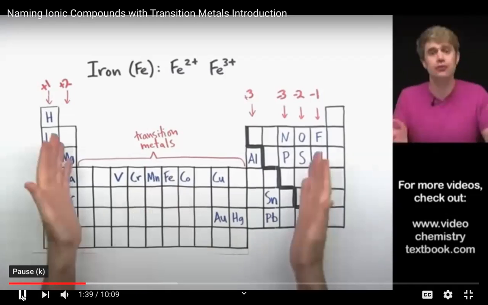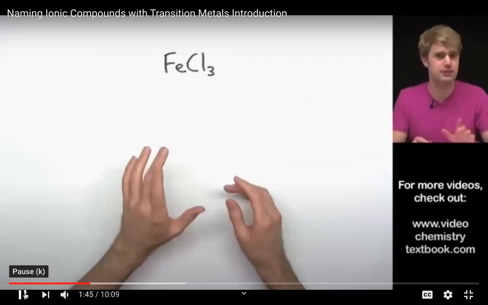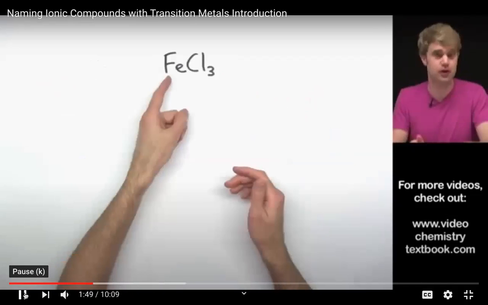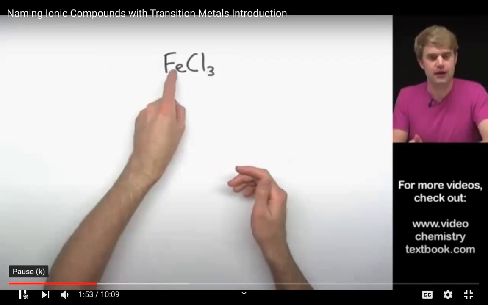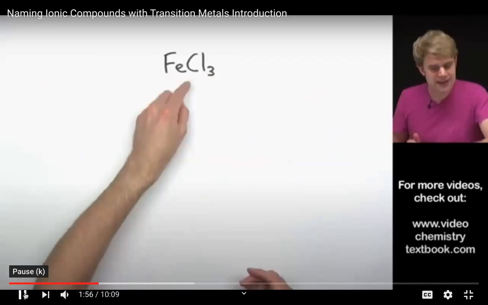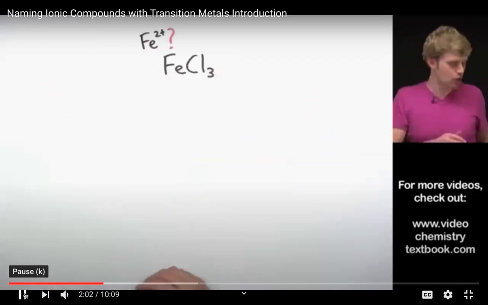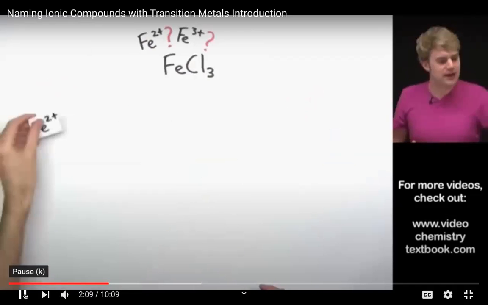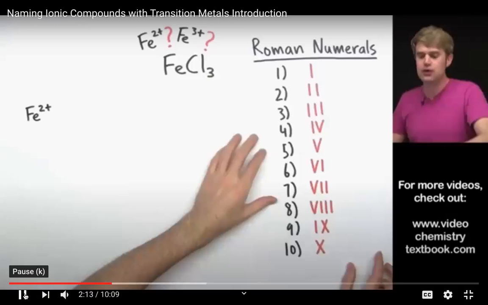So these different charges on transition metals really come into play when we want to name a compound that contains a transition metal. So here we have FeCl3. And for the Fe, the iron, we can't tell right away, just by looking at this, whether the Fe is Fe2+ or whether it's Fe3+, right? We have these two different types of ions that Fe can make. Now, we can distinguish between these two ions by using Roman numerals to give them different names.